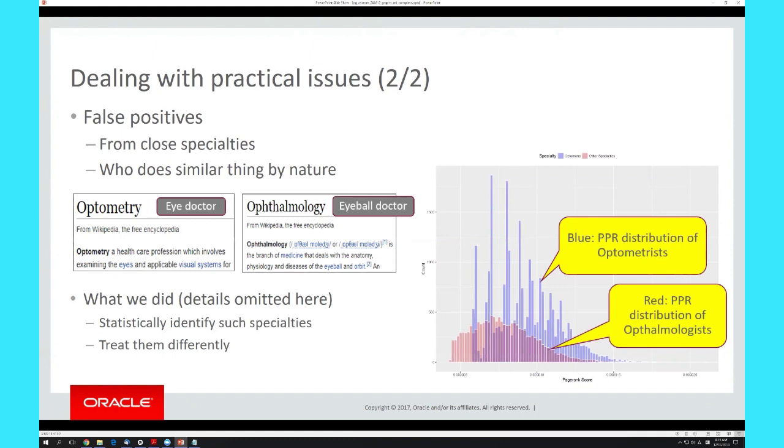So again, skipping all the details here. If we just plot the PPR values from these two different groups, you can see a lot of overlap between them. So we can apply a statistical technique to identify whether any other specialties have a large overlap with another specialty, then we just declare them as close, and we treat them separately. So that was the second practical thing that we did. And once we do this, can you actually detect the anomalies?